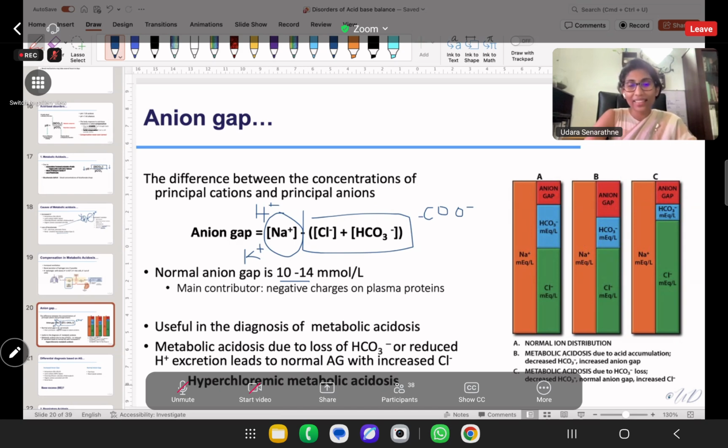and you're going to see a higher anion gap. This is useful to diagnose metabolic acidosis, especially because in metabolic acidosis, you are going to lose the bicarbonate. Since you are losing bicarbonate, your bicarbonate level will go down and your anion gap will increase.